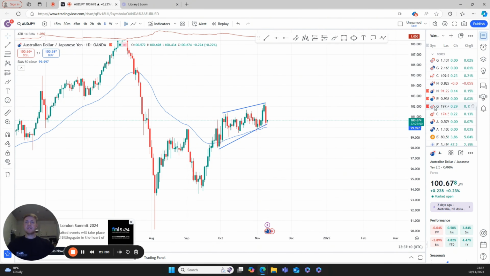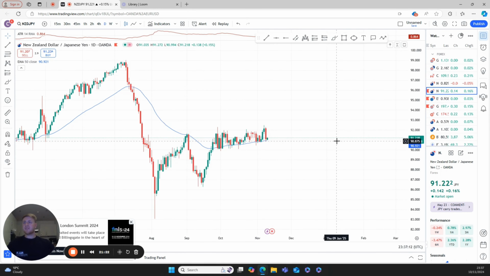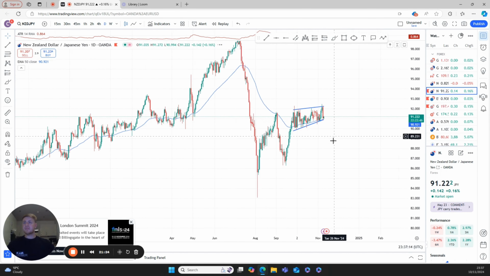definitely. And then we have the same again, which is the New Zealand dollar, Japanese yen. So very, very similar. Steep incline to the upside, then starts to slow down, to head to the downside. Again, another one that we'll keep an eye out for this week.